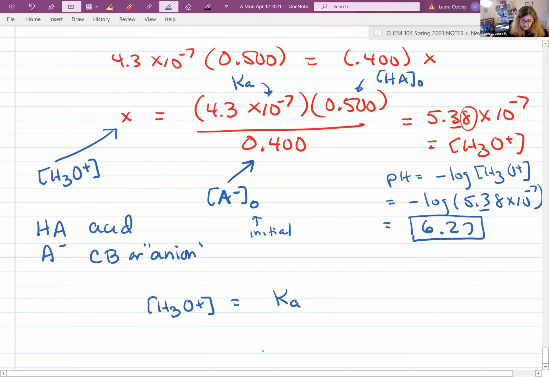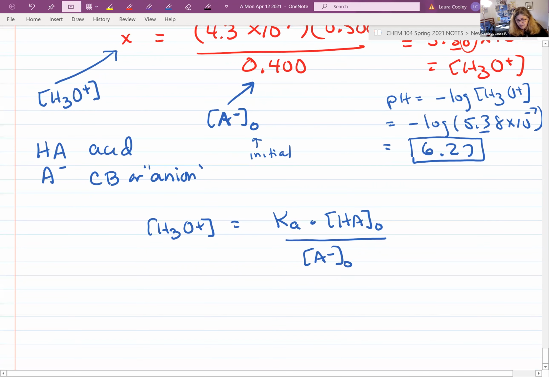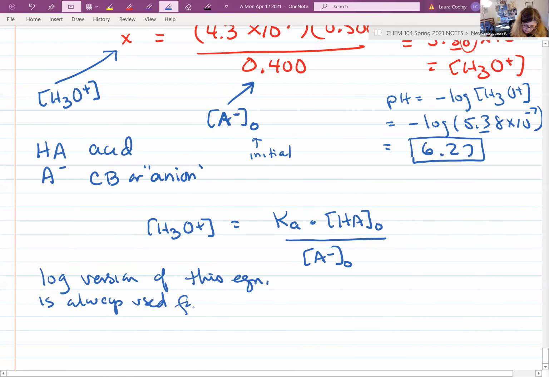It is the Ka multiplied by the initial acid concentration divided by the anion or conjugate base concentration. And you notice that this is just the Ka expression rearranged. But what we do is we have a log version of this equation, which is used all over the place in all biology labs and chemistry labs. The log version of this equation is always used for buffers, just about always.